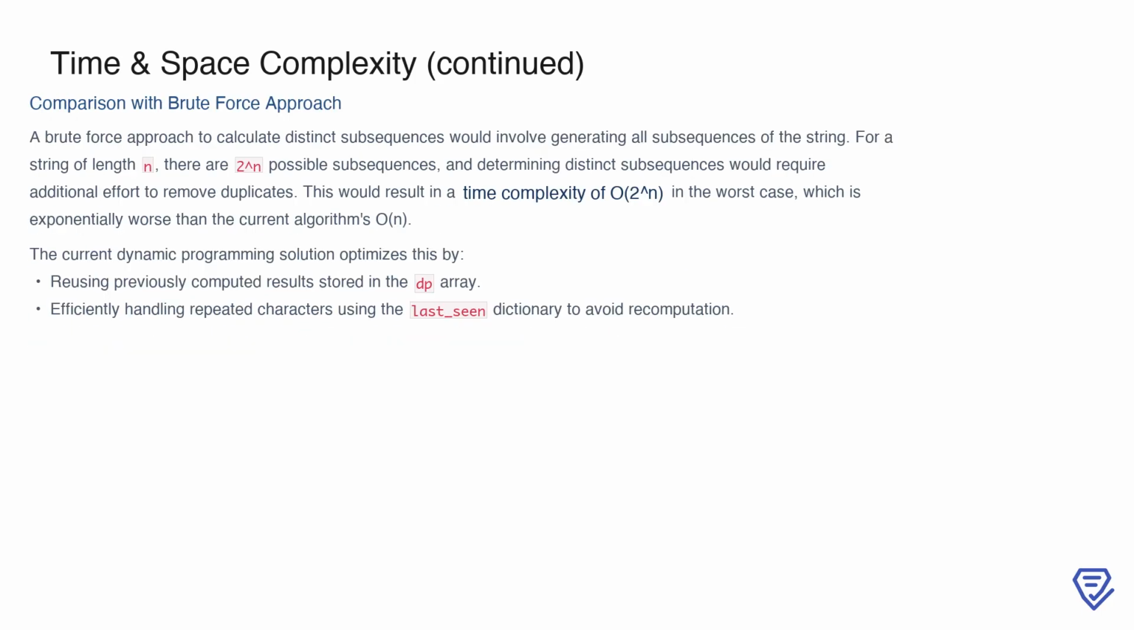Let's compare this approach to a brute force solution. A brute force method would involve generating all possible subsequences of the string, which amounts to 2 to the power of n subsequences for a string of length n. After generating these subsequences, additional effort would be required to remove duplicates, making the time complexity of this approach 2 to the power of n in the worst case. This exponential complexity highlights the inefficiency of brute force.